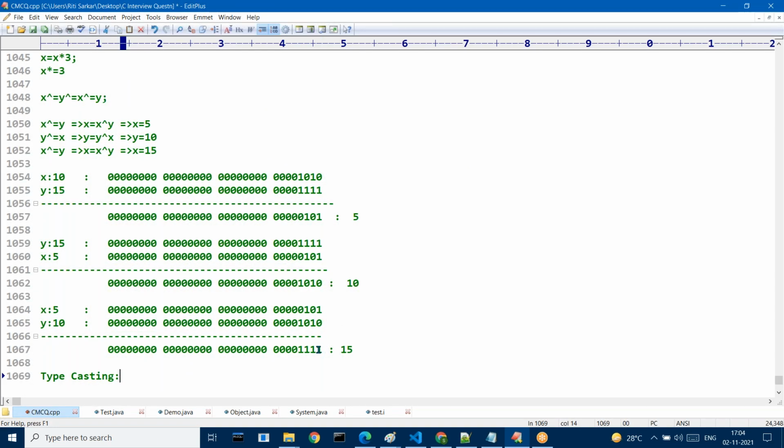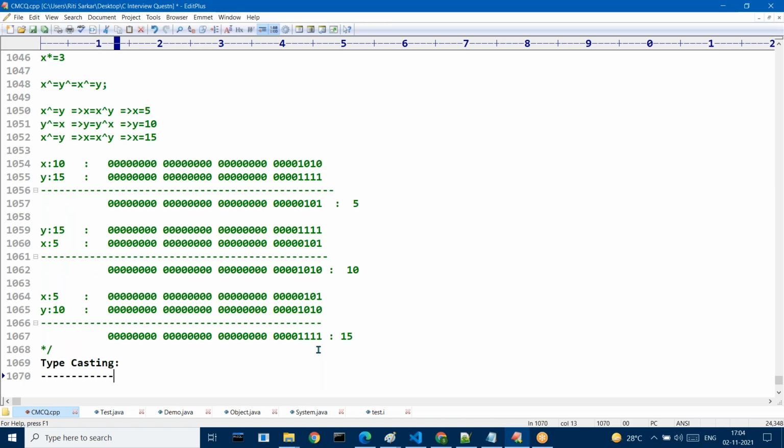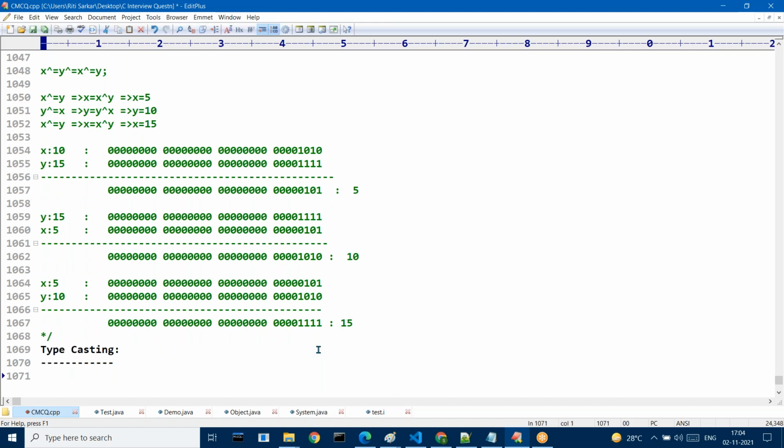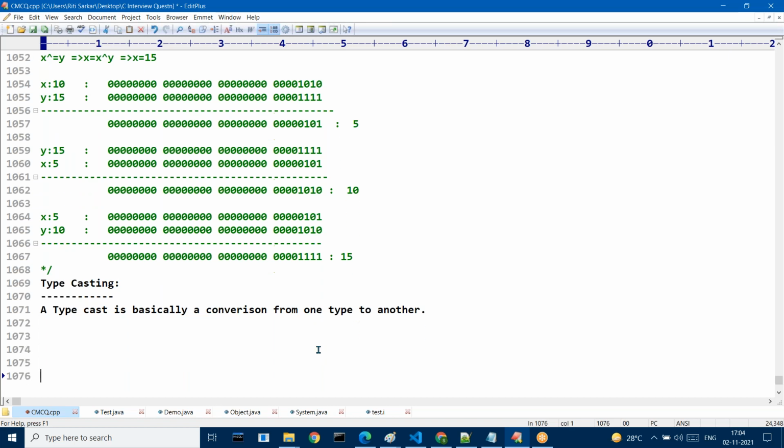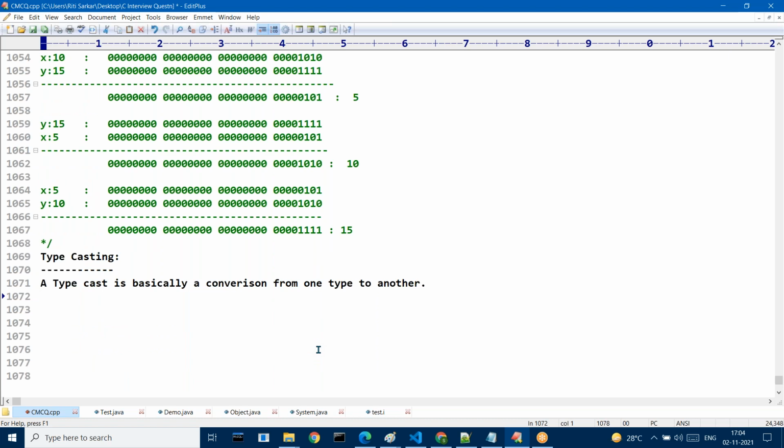Today I will share all the notes till now. What is typecasting? A typecast is basically a conversion from one type to another. Now, what are the different types of typecasting we have? Two different types of typecasting we have.